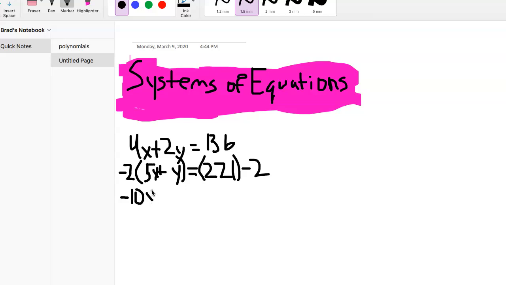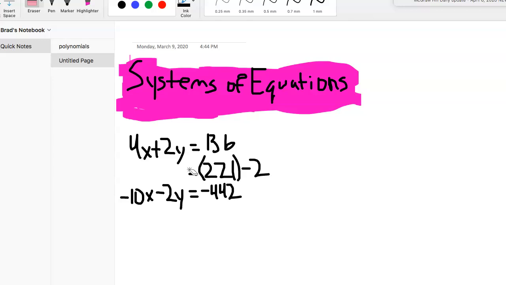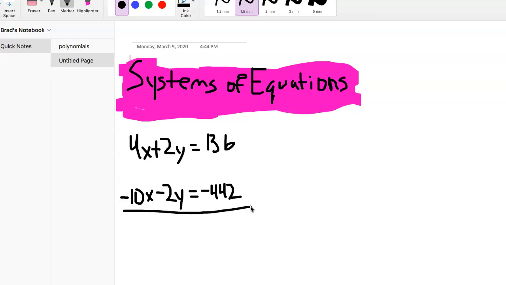So what do we have here? -10x minus 2y equals, and this is 221 times -2, which equals -442. To make this a little bit cleaner, I'm just going to erase the second line. Now we have these two, and we can combine them, which basically just means we're going to add them. So 4x minus 10x is negative 6x.